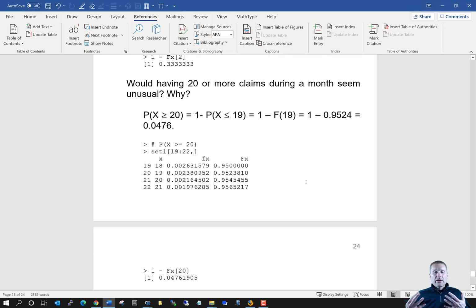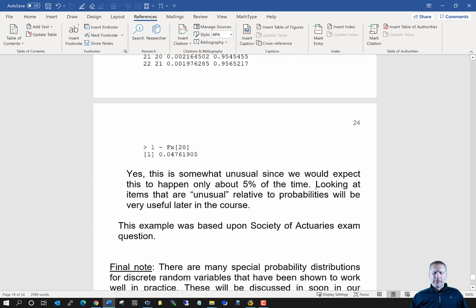Now, would having 20 or more claims during a month seem unusual? I want you to go through the math on your own, and I will focus on the final result, which is about 0.05. So only about a 5% chance of having 20 or more claims. So it is kind of unusual to have that occur.